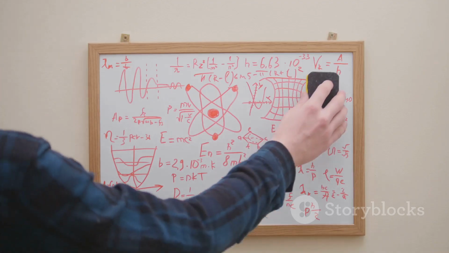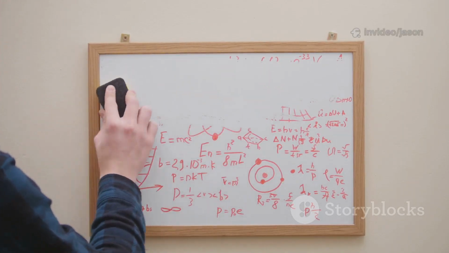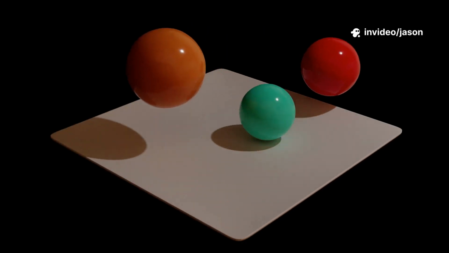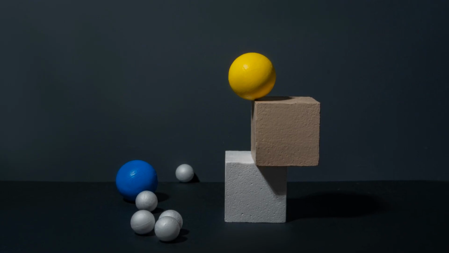Handling collisions involves 2 steps. First, we need to detect when 2 objects are overlapping. This is called collision detection. For simple shapes like spheres, this is pretty easy. We just check if the distance between their centers is less than the sum of their radii.